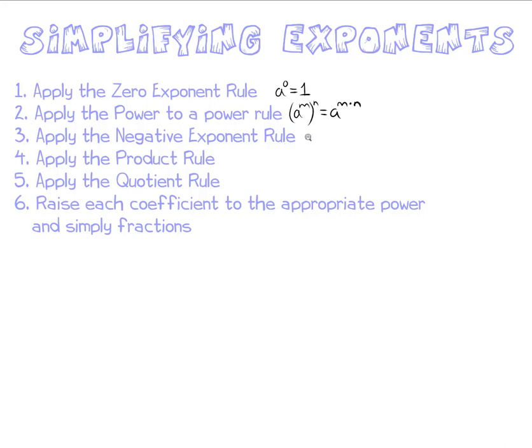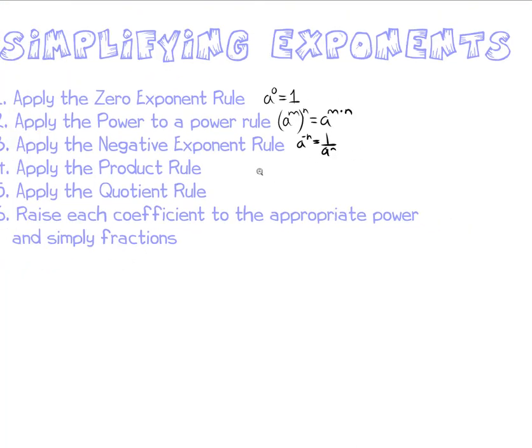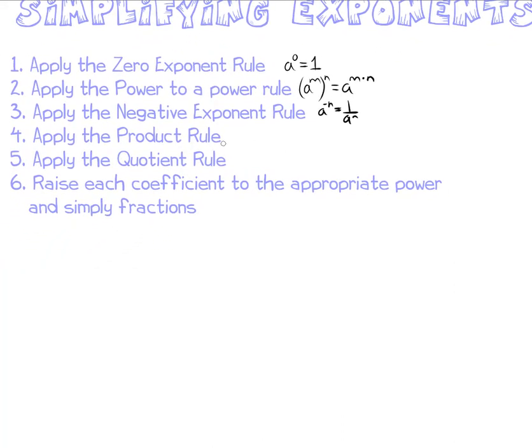The negative exponent rule says that if you have a to the negative n, that's the same thing as saying 1 over a to the n power. It's the same exponent, just once again flipped over the fraction bar. The next one is the product rule. The product rule says that if you have a to the m times a to the n, you have a to the m plus n. And then finally, the quotient rule: a to the m over a to the n is really the same thing as saying a to the m minus n.